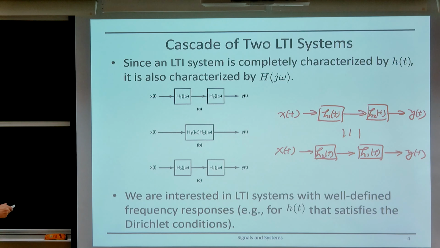So now, suppose that you pass x of t first through the system h1, assuming it has a frequency response capital H sub 1, and then through a second system with frequency response capital H sub 2 to get y of t. Then suppose that the Fourier transform of x of t is X of j omega. When you pass it through the first system, you will get an output equal to H1 of j omega times X of j omega. And if you further pass this through the second system, then the output Y of j omega is just H2 of j omega times H1 of j omega times X of j omega.